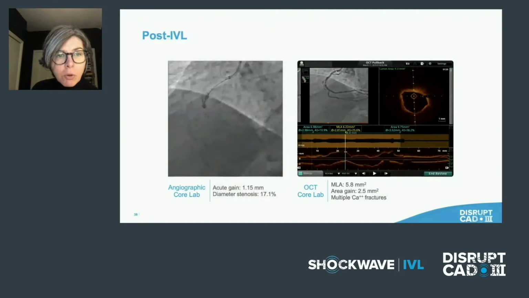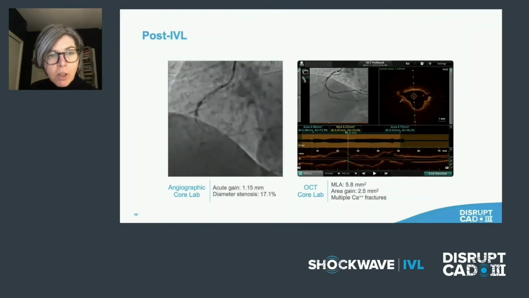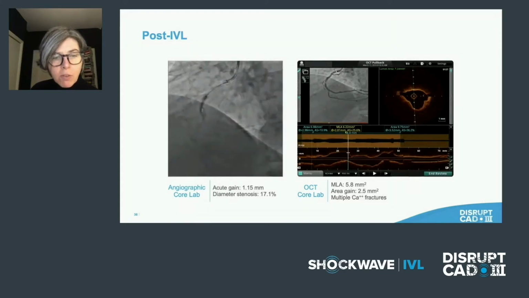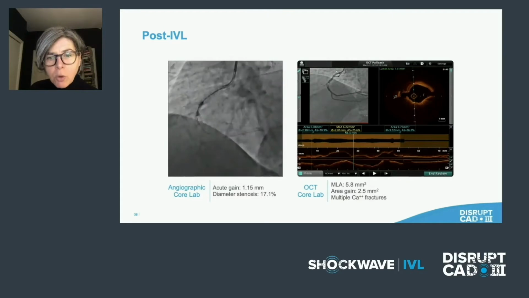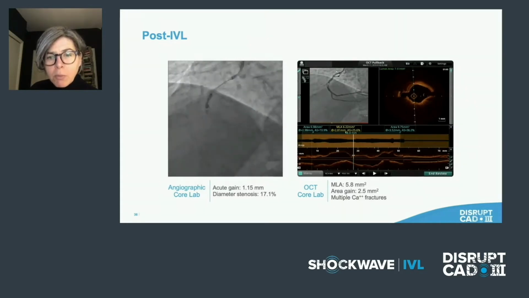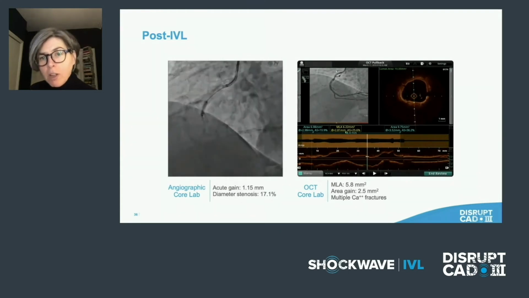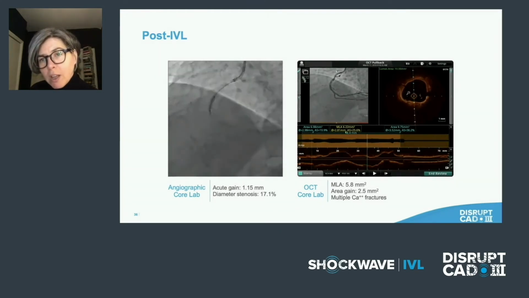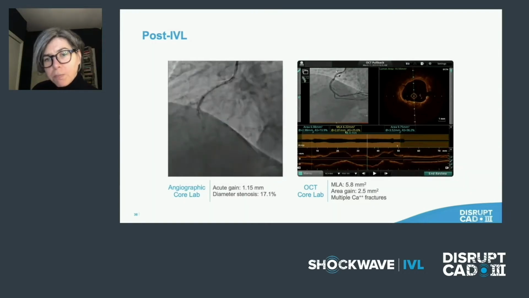So the IVL balloon is delivered to the lesion, and you'll see as the therapy is delivered that the balloon starts to expand, improving vessel compliance visually. And you can see on the right-hand side with the OCT that the minimal luminal area at that spot is now increased to 5.8 millimeters squared. And you can see that there are multiple characteristic stepwise fractures in the calcium.